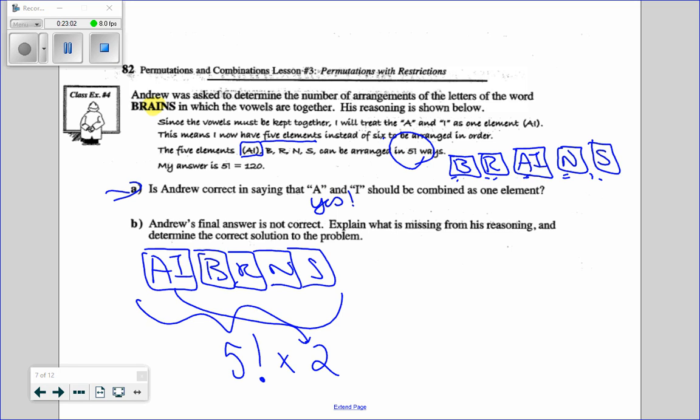So the answer is 240, not 120. So he was almost there.